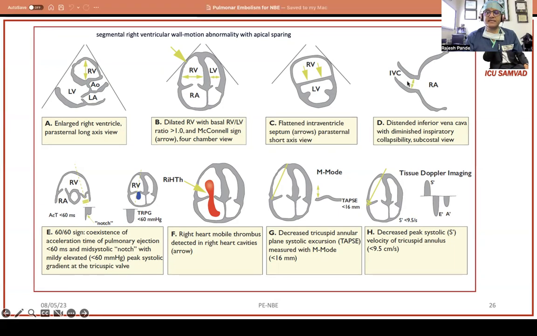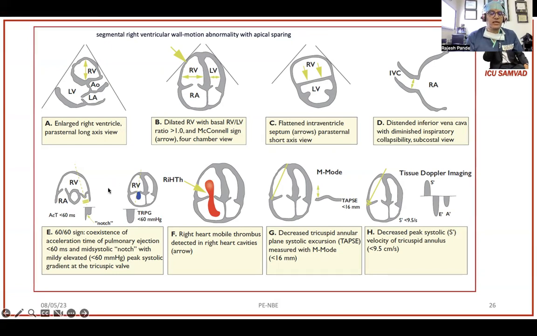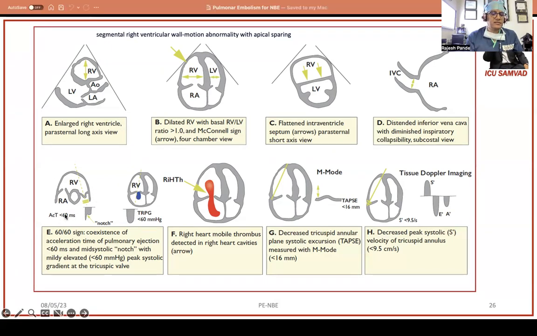Also you can see the IVC is dilated and there is minimal respiratory collapsibility. This is a subcostal view. And then you can have the 60/60 sign. That means the pulmonary ejection time is accelerated, it is less than 60 milliseconds. And the peak systolic gradient at the tricuspid valve is mildly elevated, less than 60 millimeters of mercury.